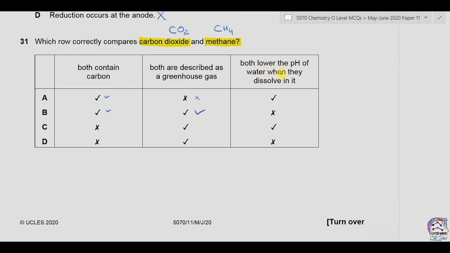Both lower the pH of water when they dissolve in it. No, this is incorrect because CH4 is insoluble in water while carbon dioxide is soluble. So the answer is B.